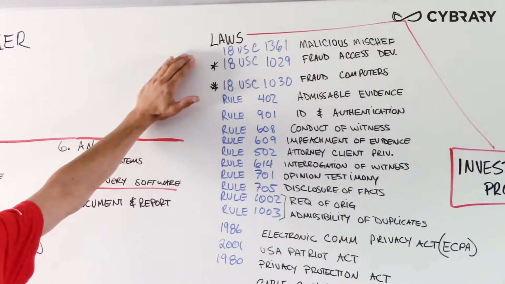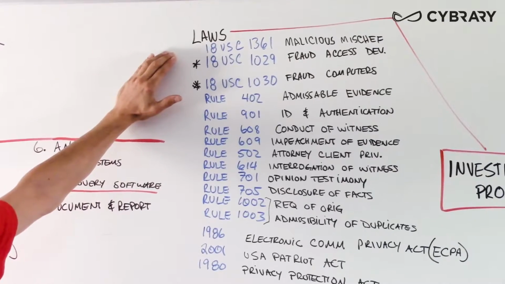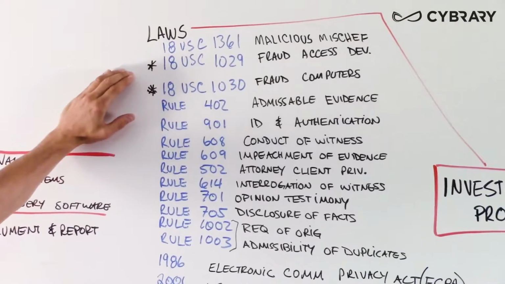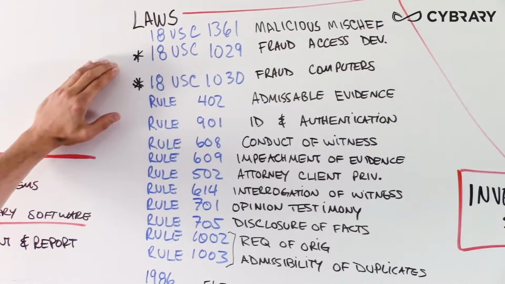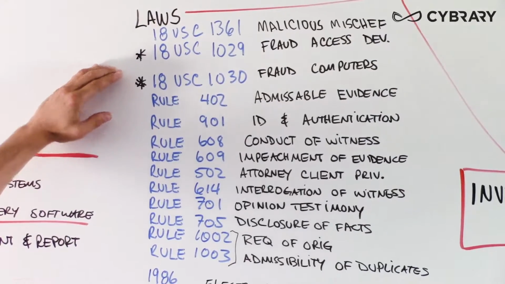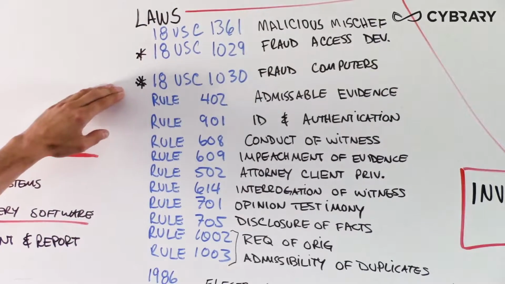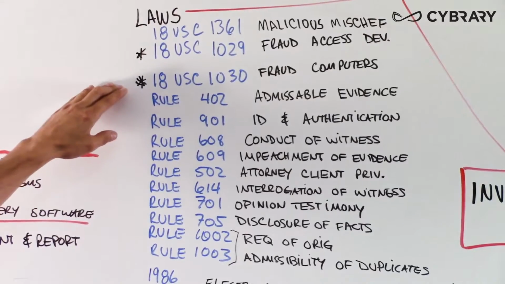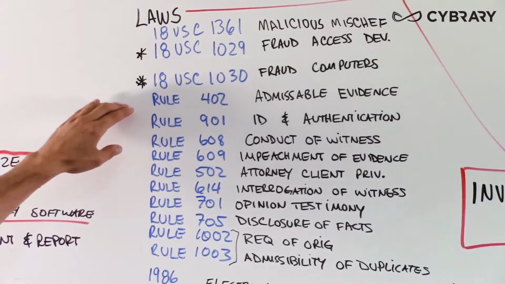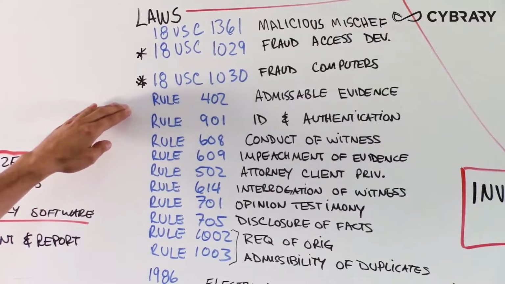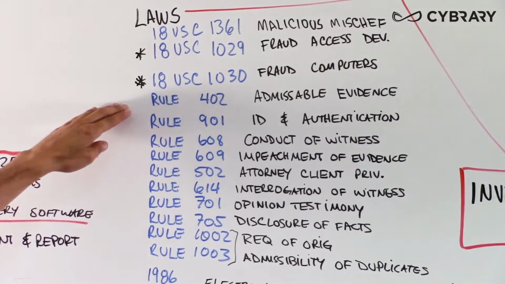You have 18 U.S. Code 1361, which is malicious mischief. You have 18 U.S. Code 1029. This is fraud and related to computers and access devices. You have 18 U.S. Code 1030. This is fraud and related to computer systems. You have a bunch of different rules that are applied, and you should be familiar with these.